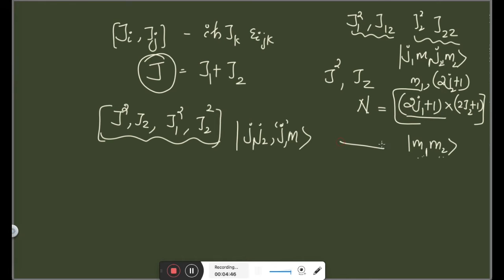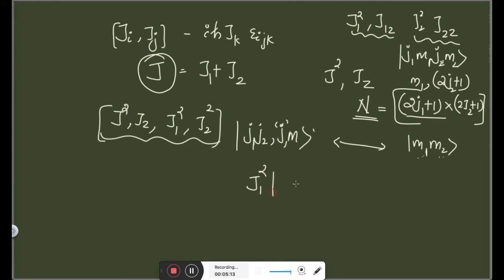And by one-to-one correspondence, if n is the dimensionality of one space defining the same system, then the dimensionality of this J1, J2, J, M representation should also be equal to n.